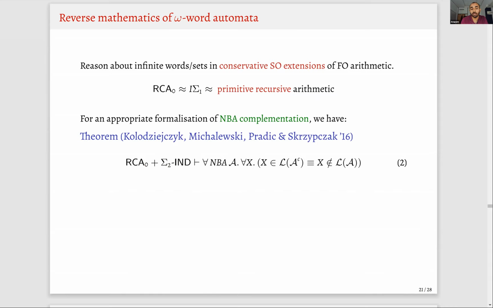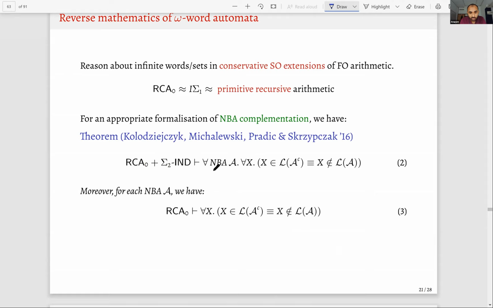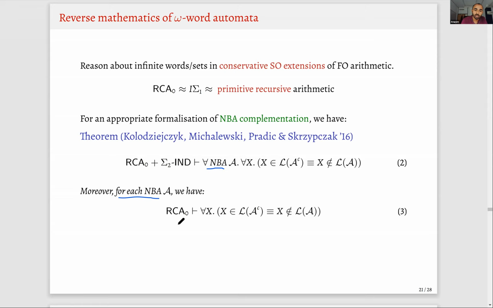degeneralization of it. If you take this for all quantifier here and you move it to the meta level, it turns out you can actually do the whole thing with only sigma one induction. So you have a non-uniform family of theorems, one theorem for each automaton, saying that the explicit complement automaton computes the complement language of the automaton given, but it's a family of theorems, it's not a single theorem.